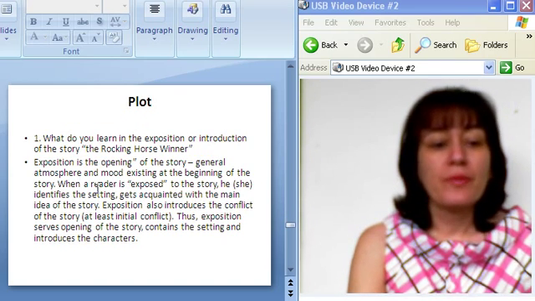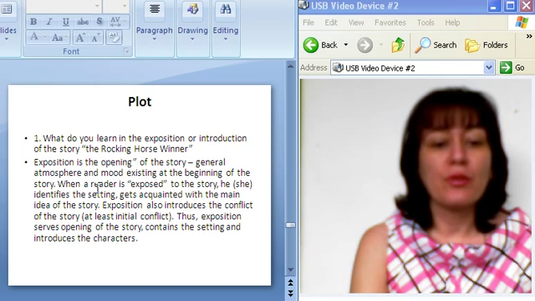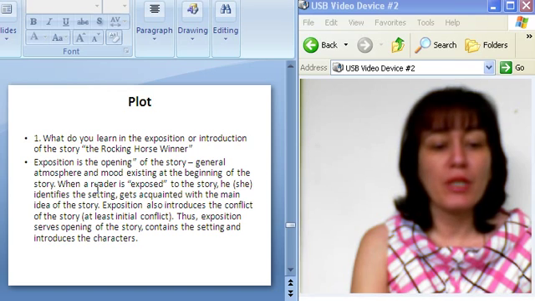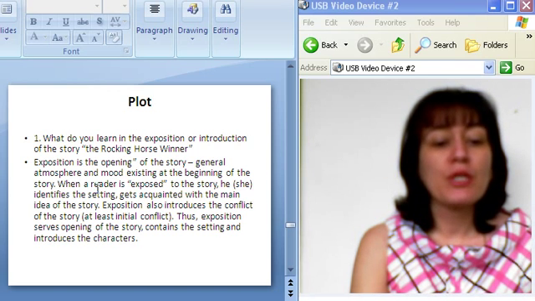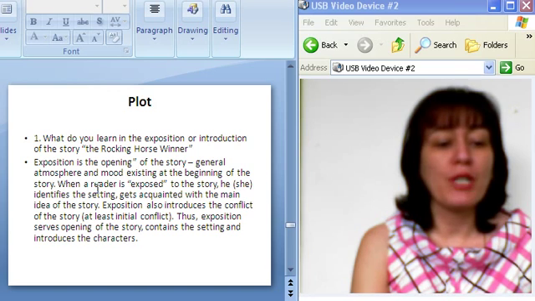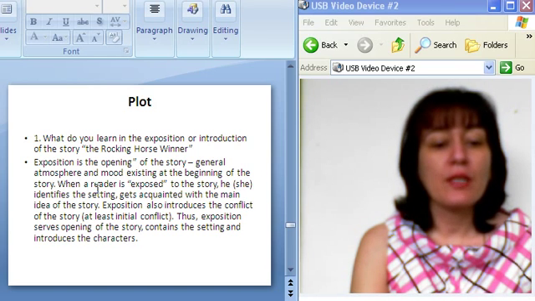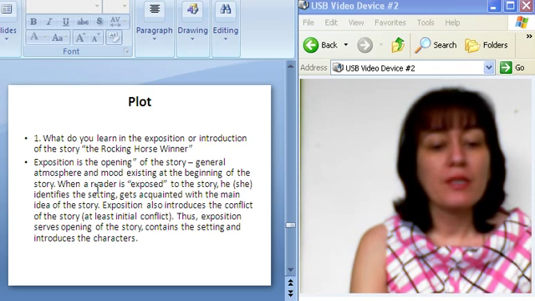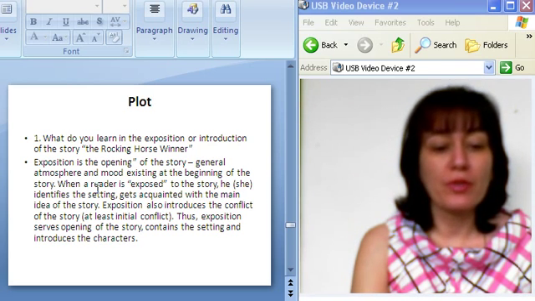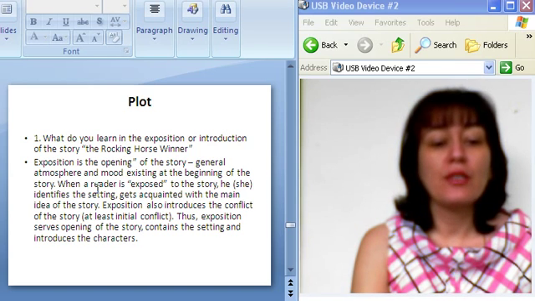Plot. What do you learn in the exposition or introduction of the story, The Rocking Horse Winner? Exposition is the opening of the story, general atmosphere and mood existing at the beginning of the story. When a reader is exposed to the story, he or she identifies the setting, gets acquainted with the main idea of the story. Exposition also introduces the conflict of the story, at least initial conflict. Thus, exposition serves opening of the story, contains the setting, and introduces the characters.